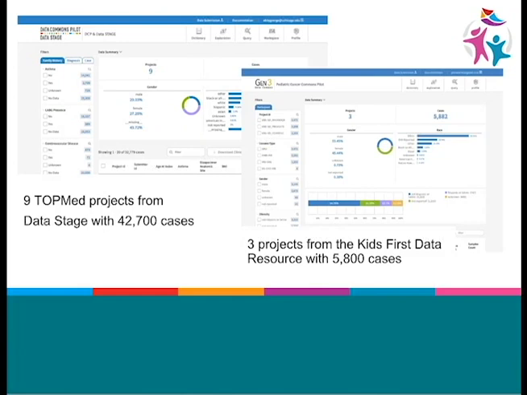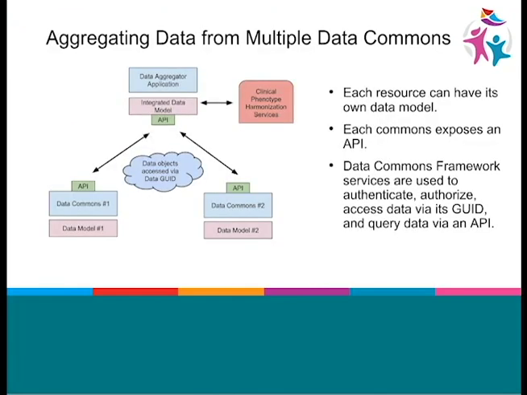We're trying to work this use case with some TOPMed metadata. We have 9 projects with about 42,000 cases. We have 3 projects and about 5,800 kids from Kids First. And what is a way we can interoperate these that works out for Kids First, works out for TOPMed, works out for the researchers, and is based on a few principles.